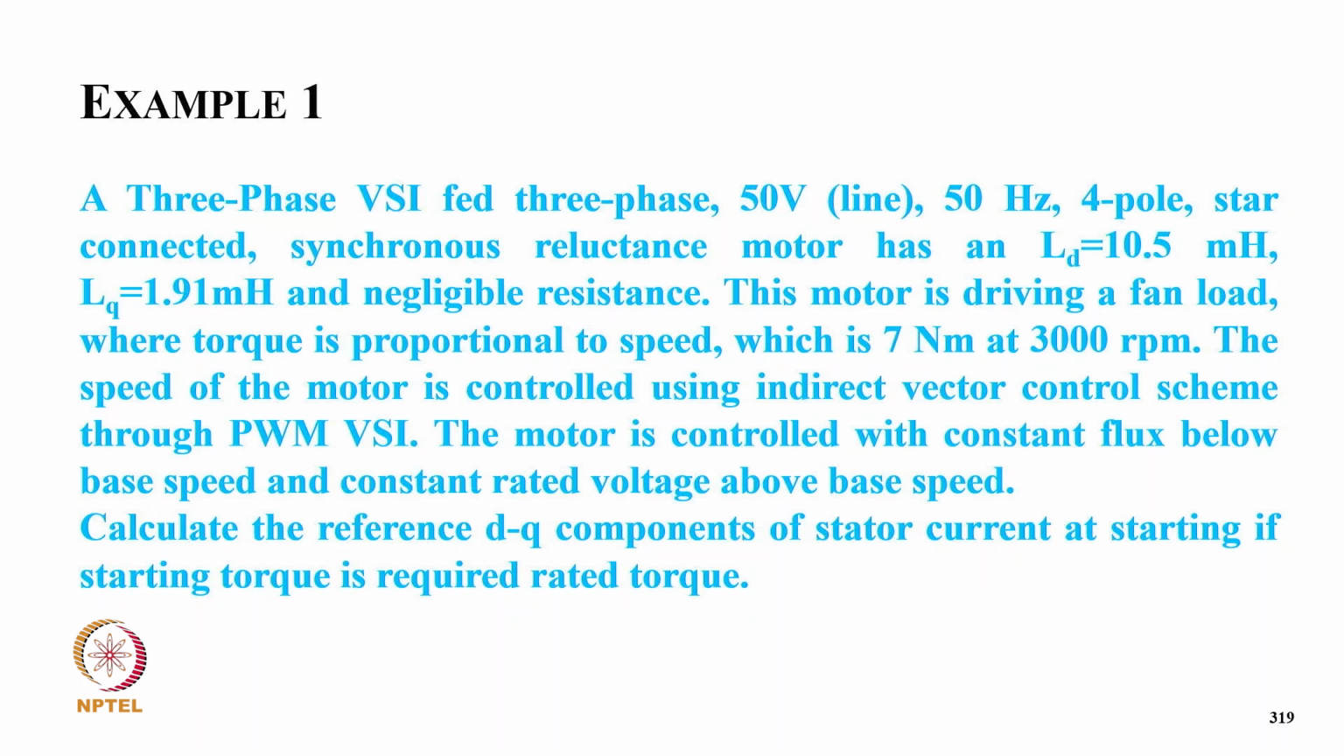The torque is proportional to the speed, which is 7 Newton meter at 3000 rpm, and the speed of the motor is controlled using an indirect vector control scheme through a voltage source inverter. The motor is controlled with a constant flux below base speed and constant rated voltage above base speed. Calculate the reference torque current of the stator current, and the flux component of stator current at starting, if starting torque is required rated torque.